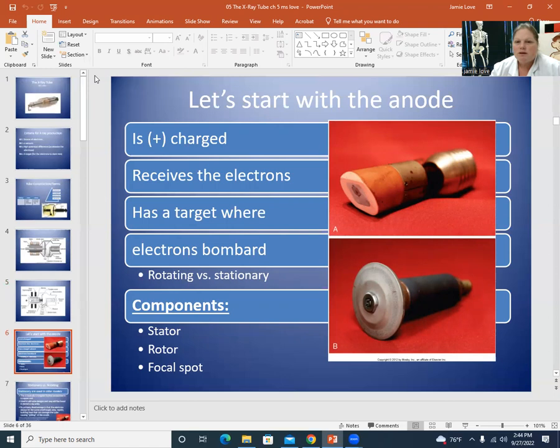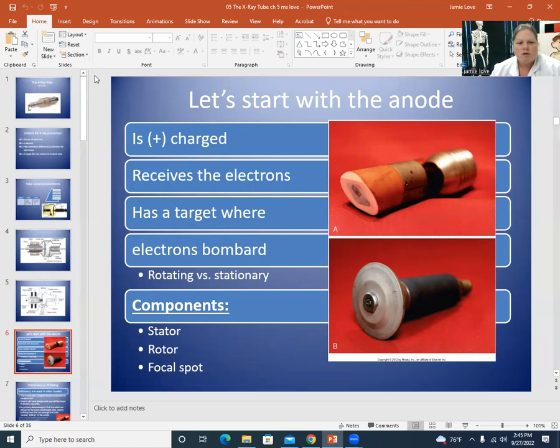There's two types of anodes or two types of disc, a rotating or a stationary, depending on the tube. Most of our X-ray tubes at the hospital are going to rotate. That letter A there, that top one, is a stationary tube. It does not spin. It's just a chunk of metal sitting there. Letter B is a disc, kind of similar to a little frisbee, that spins around and rotates inside of our tube.